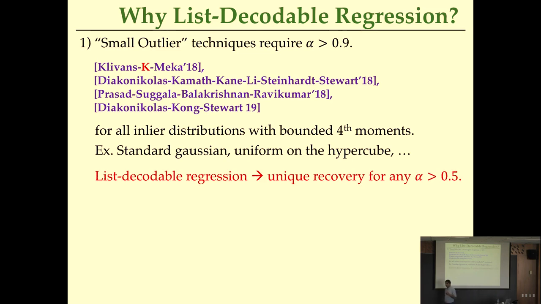But you can actually use list-decodable regression to get unique recovery for any alpha strictly bigger than 0.5. And the idea is kind of obvious. You first run the algorithm for list-decodable regression, you get a small constant size list, take a fresh sample, test, and you can prove that the testing goes right, and that's it. So in some sense, even though you're dealing with this list-decodable recovery setting, it allows you to do unique recovery all the way to the threshold where it actually becomes impossible. That's a nice thing to do.